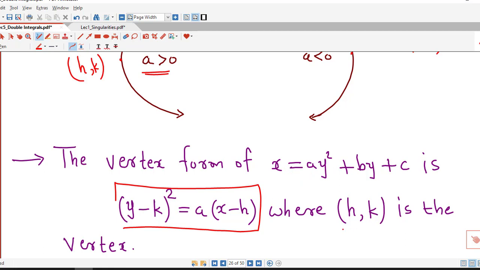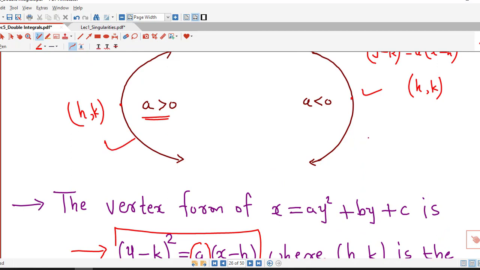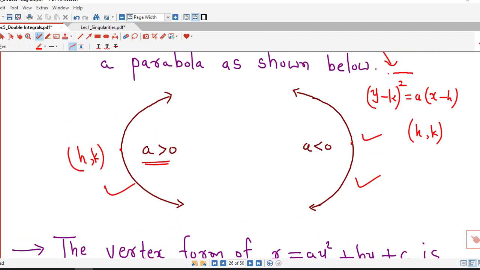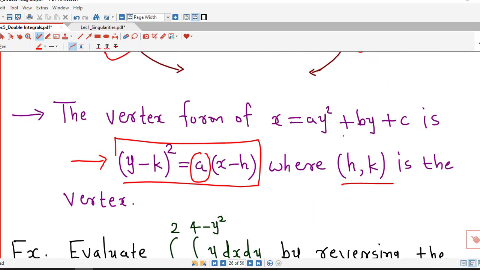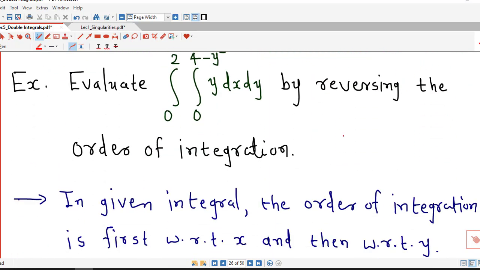So we will remember this standard form of a parabola so that we can decide the shape of the given parabola in our problem. For a positive, we have this shape, and if a is negative, we have this shape, and the vertex is (h, k). To decide the vertex of the parabola, we can represent our parabola in this form so that we can easily decide what the vertex of the given parabola is. So with this in mind, we consider this problem.